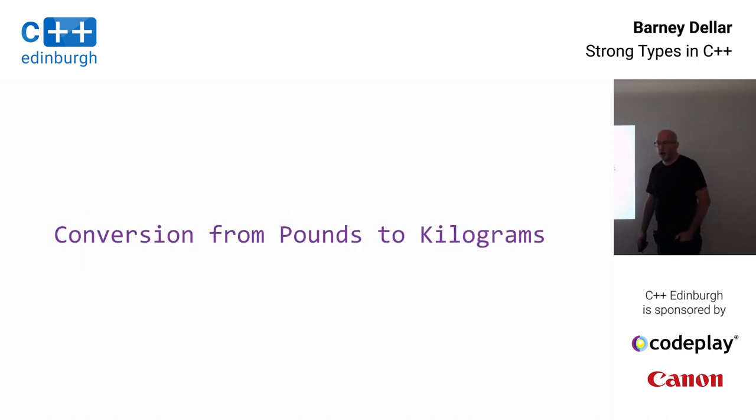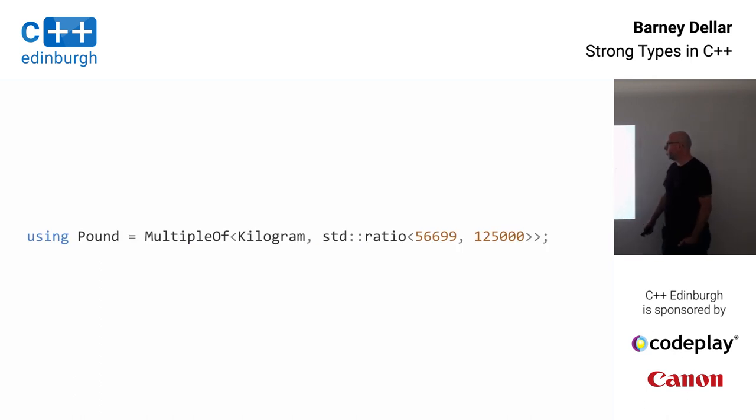And we can go a step further. There is a simple linear ratio for converting between pounds and kilograms. It's 56,699 to 125,000, roughly. So we can create a new type called pound, which is a multiple of kilogram, with that ratio. This is a distinct type from kilogram, but if we pass it to a function expecting kilograms, then the conversion operator will be invoked, and it will generate a value in kilograms for us based on the value of the pounds. So this is even better than a compilation error. We get compiled conversion. So yeah, we can use this and it will work in a function that expects kilograms.